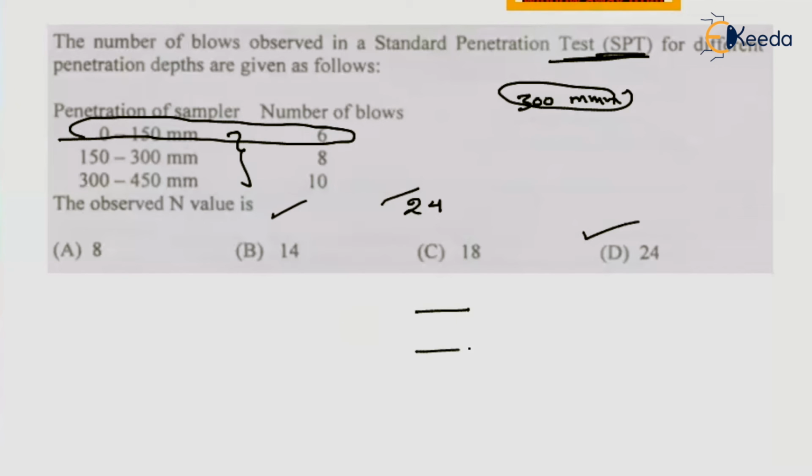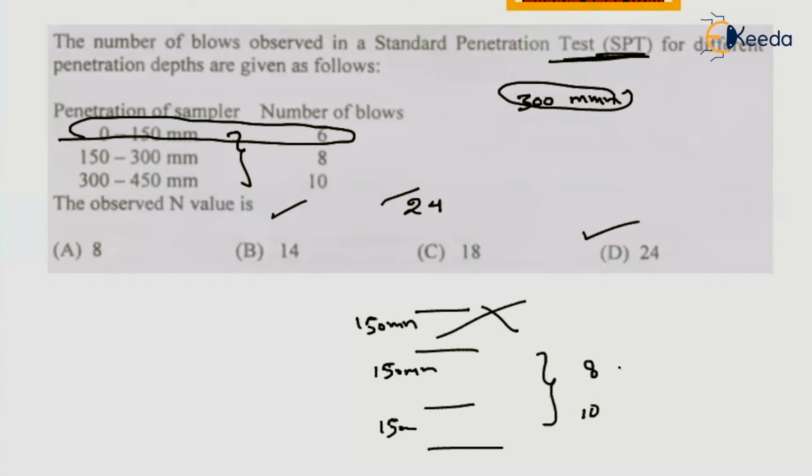That means if you are dividing this into three different parts, first you will find the number of blows for the first 150. After that, for the second 150, how many blows? 8. For the third 150, how many blows required? 10. So if you want to find the standard value, don't consider the number of blows required for the first 150. For the remaining two, how many blows are required? 8 and 10. So if you add these two, how much? 18.